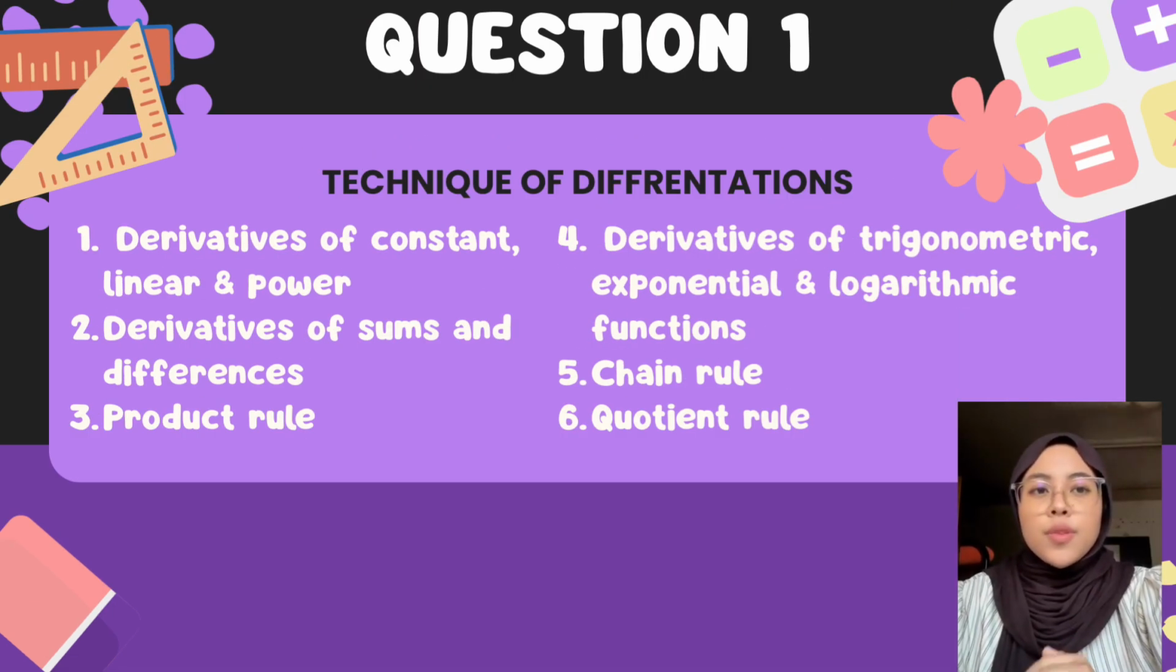First, derivative of constant, linear and power. Second, derivative of sum and differences. Third, product rule. Next, derivative of trigonometric, exponential and logarithmic functions. The fifth one is chain rule, and last but not least, quotient rule.